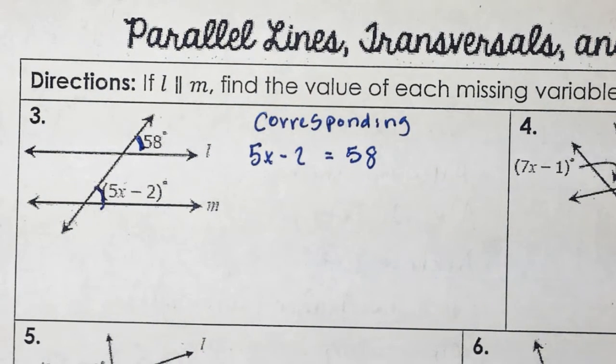Most of y'all are going to have trouble because you're going to set them up wrong. Solve for x. I'm not doing that for you. That's too easy. Solve for x. Plus 2, plus 2, you get 5x equals 60. Then divide 60 by 5, and you get 12.